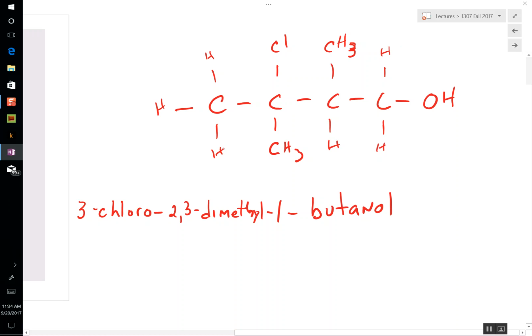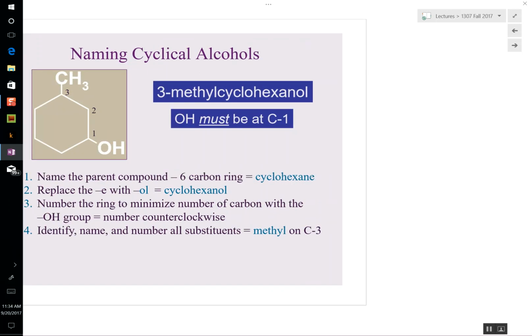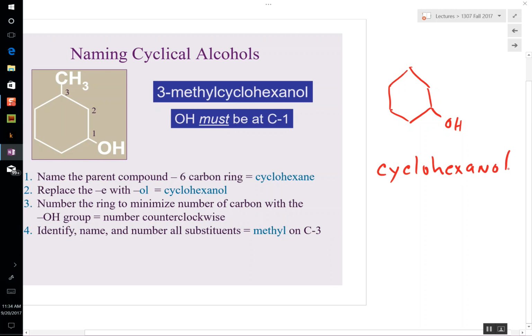All right, there it is. Cyclical alcohols. All right, so if we just simply had this molecule, it doesn't matter where the OH was, that would just be cyclohexanol. Remember, just do what you did with an alkane. You take the alkane, drop the E, and add an OL. So the six-membered ring would be cyclohexane. So this is going to be cyclohexanol, period. You don't need to put a 1 in front of it.